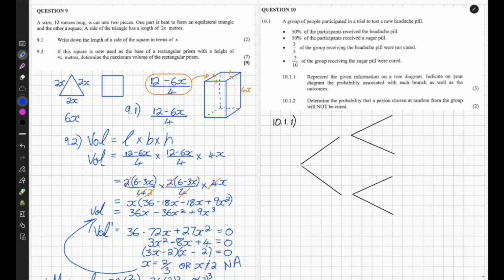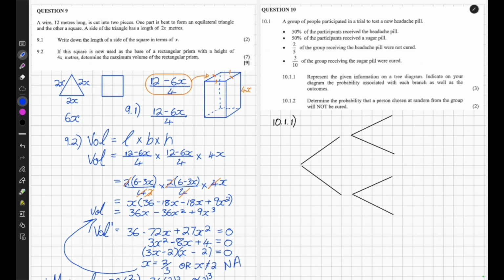So firstly, grade 11 probability. A group of people participated in a trial to test a new headache pill. 50% of participants received a headache pill and 50% of participants received a sugar pill, otherwise known as a placebo. 2/5 of the group who received headache pills were not cured, while 3 over 10 of the group receiving sugar pills were cured. Psychologically, that is extremely interesting, but this is a math paper, not psychology. Represent the given information on a tree diagram.